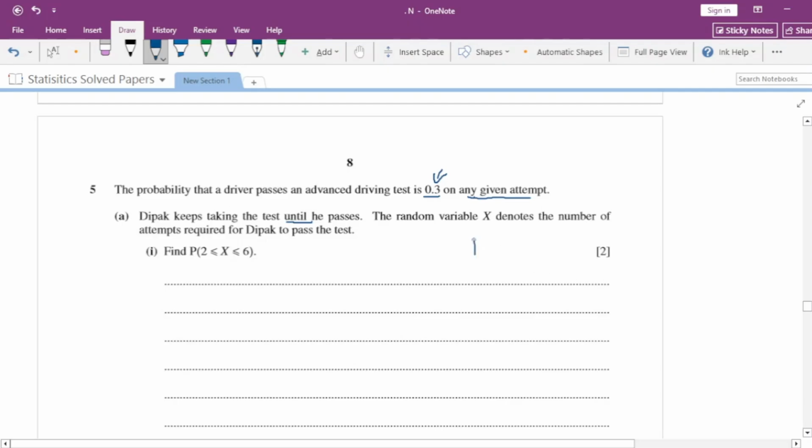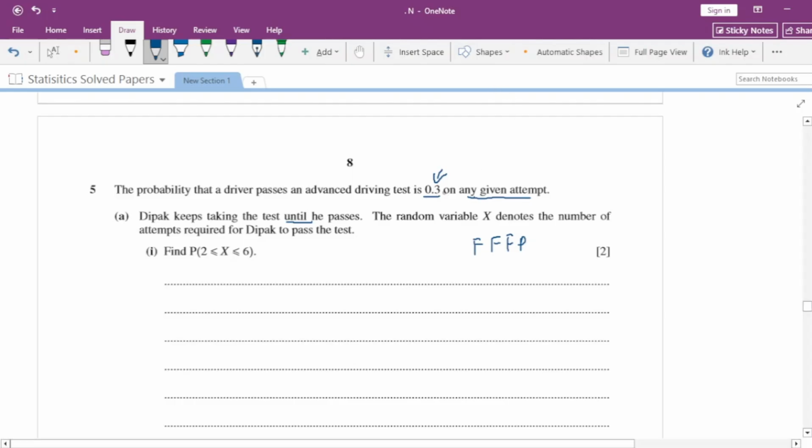So suppose he fails, and then he passes. He's going to stop right there. So this follows basically a geometric distribution. One of the rules for applying the geometric probability distribution is that we need to have a success condition. First of all, you need to know that you have the probability of failure and the probability of success. That's already defined over here.